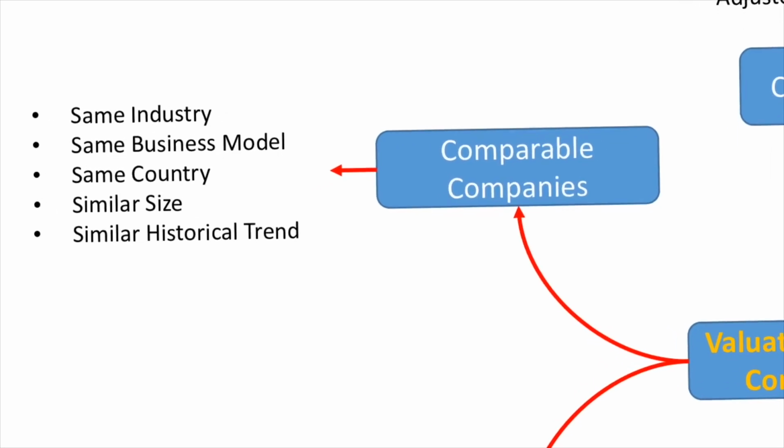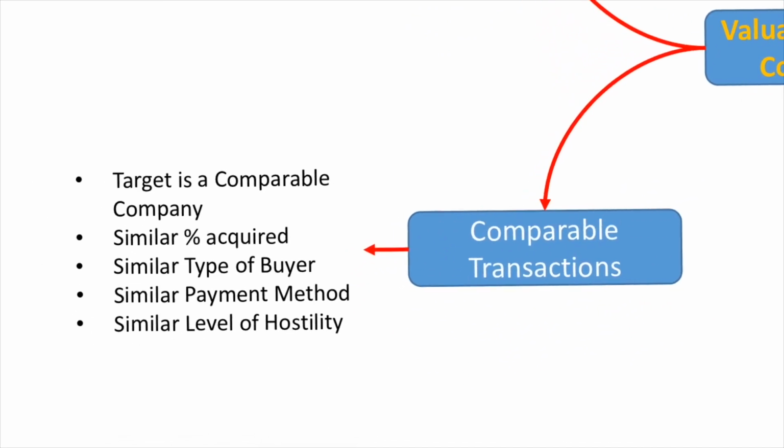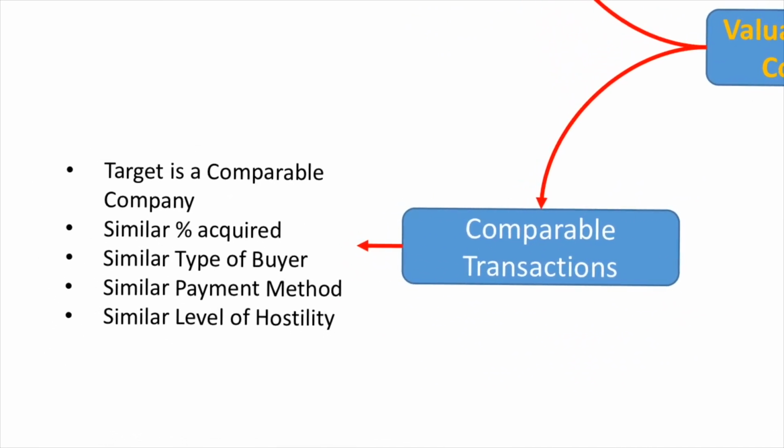One slight variation of this methodology is based on, instead of comparable companies, comparable transactions. So the idea is: I am a company. I have received an offer from another company who wants to buy me. Okay? And they are offering a certain amount of money. I want to know whether this price is correct.